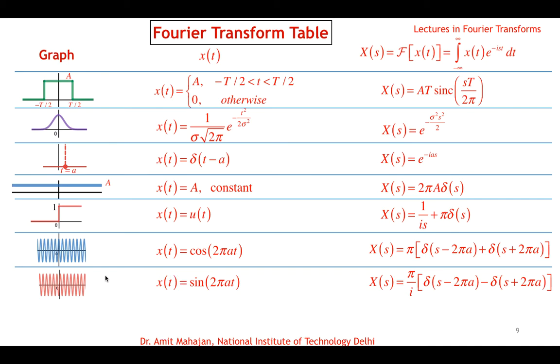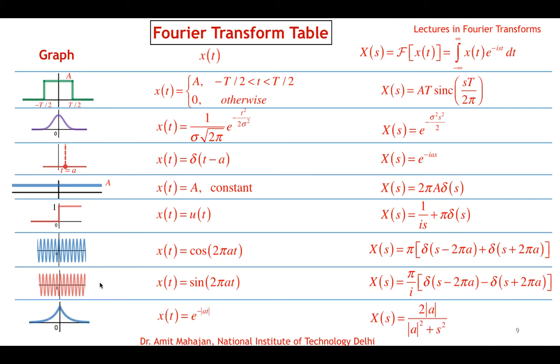And one more I'm giving here is the two-sided decaying exponential, which is e raised to power minus of modulus a t, and the Fourier transform of this two-sided decaying exponential function is 2 times modulus a over a square plus s square. So you can remember these transforms, which are quite simple, and then you can utilize them to solve many complex problems.